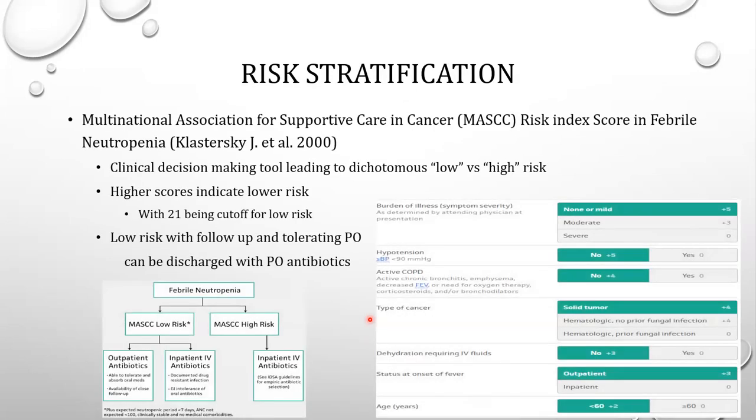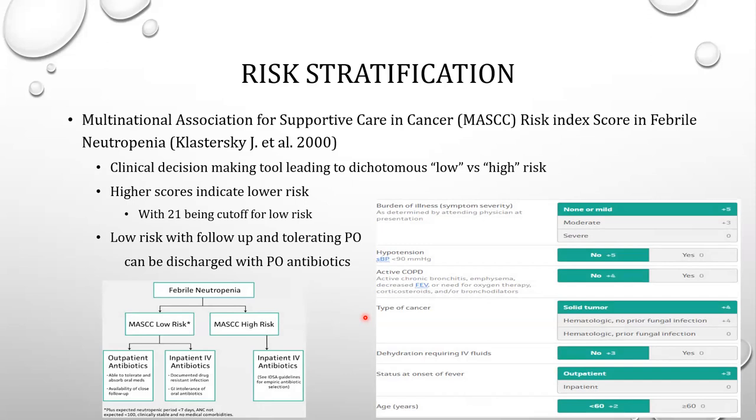So an important part of the evaluation of the febrile neutropenic patient, at least on the initial presentation: there was a decent study of 756 patients done in 2000 by Klastersky. He used some objective as well as subjective data in order to determine high and low risk patients. Given the fact that it was back in 2000 and there's some subjective data in this, it is at some sort of bias.